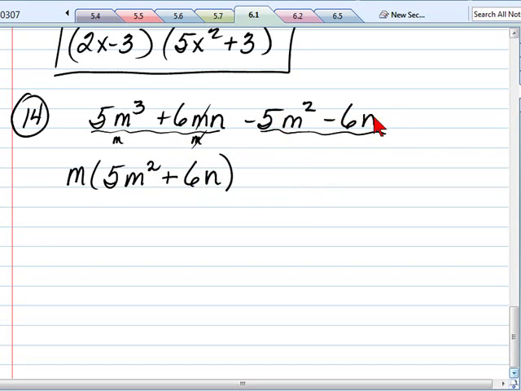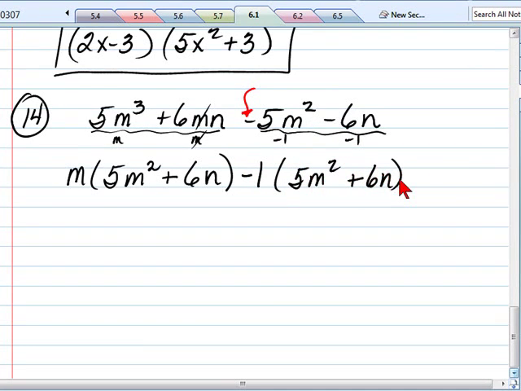Now look at the second group, and this is why I picked this problem to do. Do you see anything in common? No. But what do you notice? A negative. Okay, a negative leading term of the second group. So I have to factor out a negative. If I don't have a number to factor out, what do I try? One. So I will put minus 1. And when I divide that by minus 1, I get positive 5m squared, and I get positive 6n.